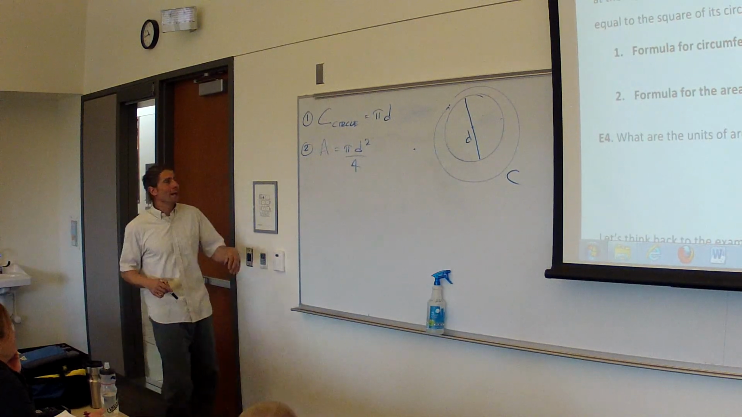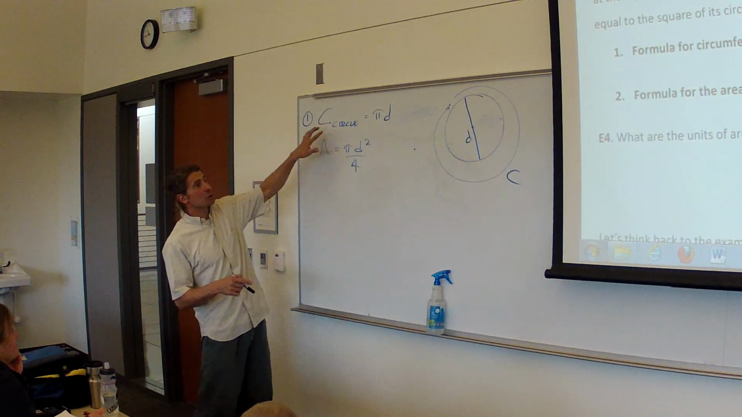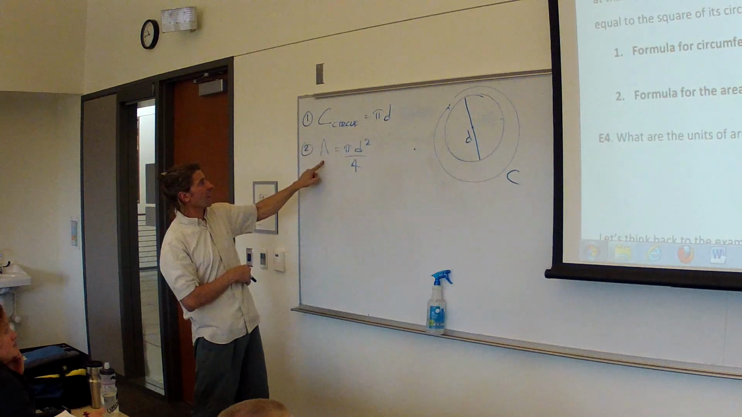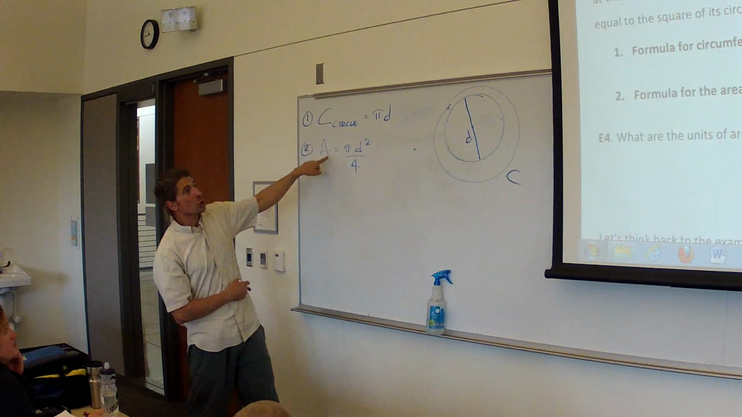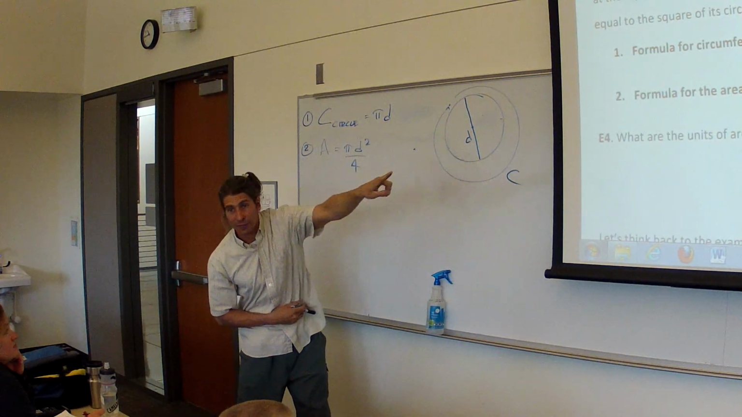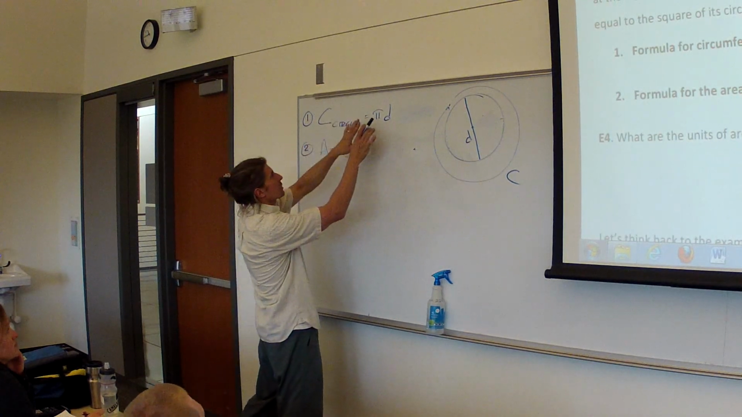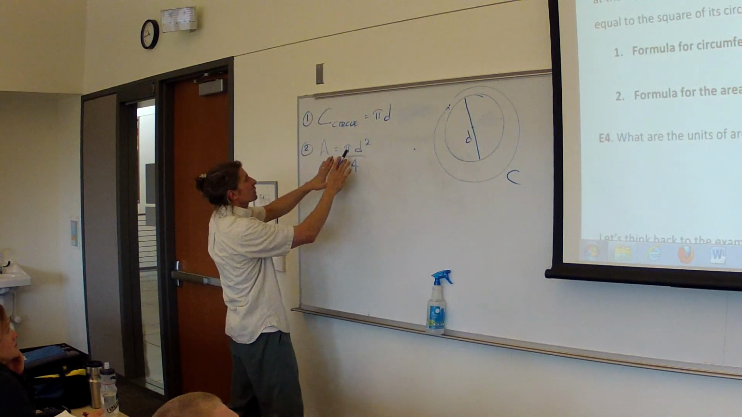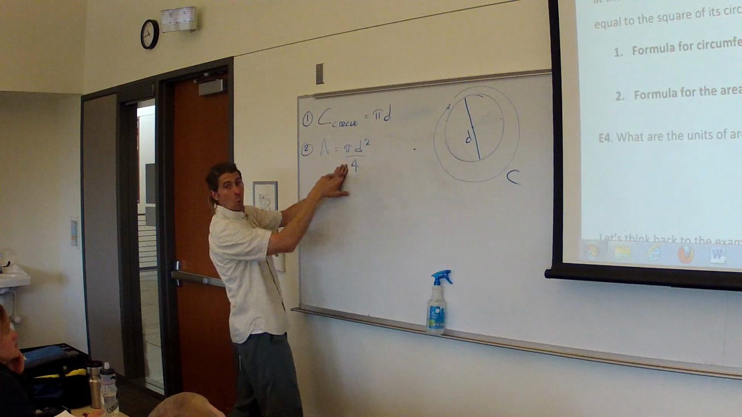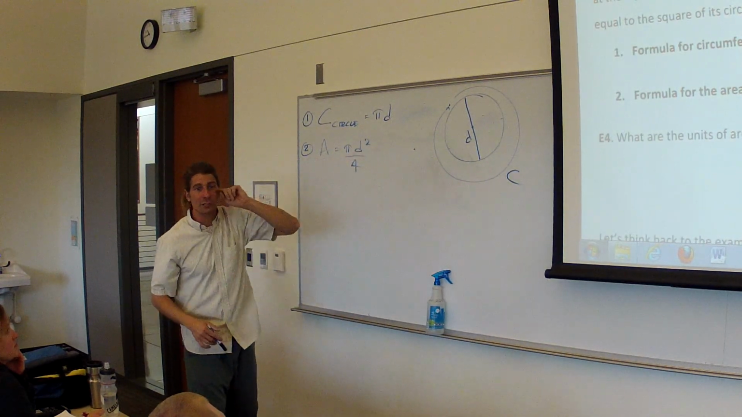Anyway, our job is to come up with that formula for the area of a circle in terms of the circumference. So here is circumference in terms of diameter. Here is area in terms of diameter. We want to get the area of the circle in terms of its circumference.